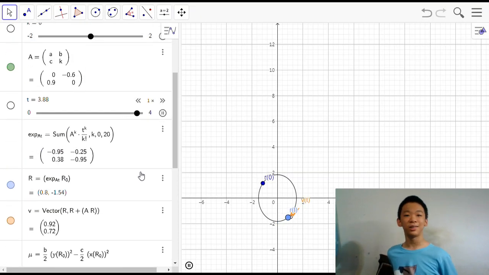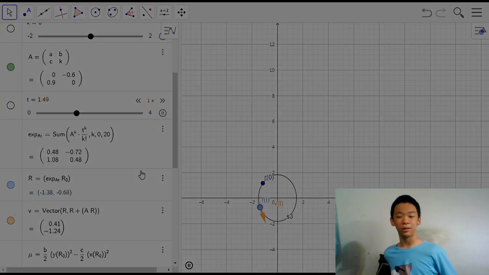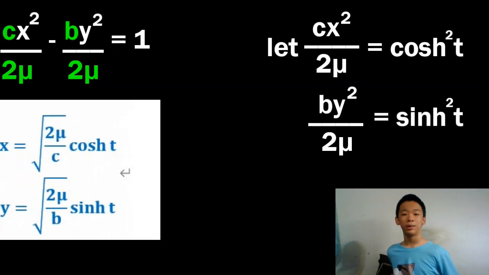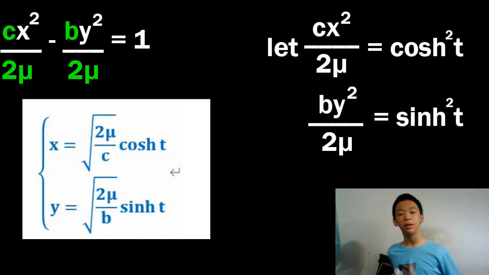How cool is that? If we want to parameterize this equation, we'll have to bring in the hyperbolic functions. Specifically, x equals the square root of 2 mu over c times cosh of t, y equals the square root of 2 mu over b times sinh of t, where sinh and cosh are the hyperbolic sine and cosine functions.